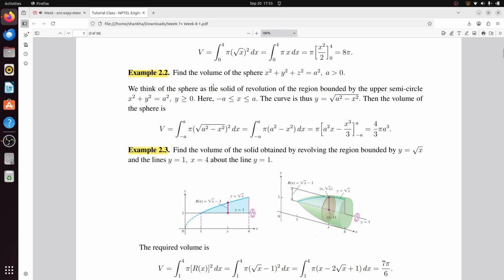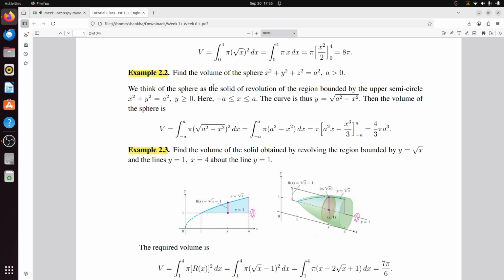Then the volume of the sphere will be V equal to integration from minus a to a of pi times square root of a square minus x square whole square dx. So that will be minus a to a pi times a square minus x square dx. So that will be pi into a square x minus x cube by 3, from minus a to a, which is 4 by 3 pi a cube.